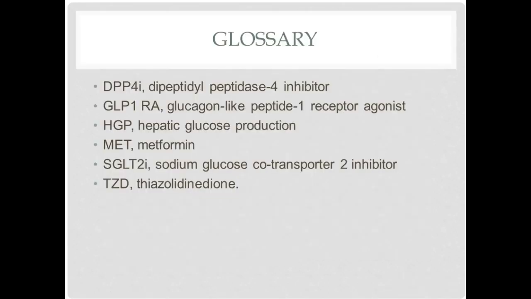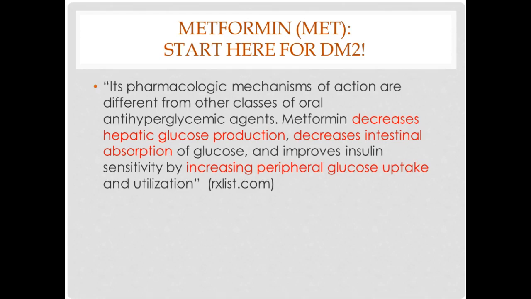Here's a little glossary to go with the slide prior. Of course, metformin we talked about in terms of its ability to decrease the insulin resistance, but it also decreases hepatic glucose production and decreases intestinal absorption of glucose. So it increases peripheral glucose uptake. So we really like this drug for our type 2s because they have such a high level of resistance.